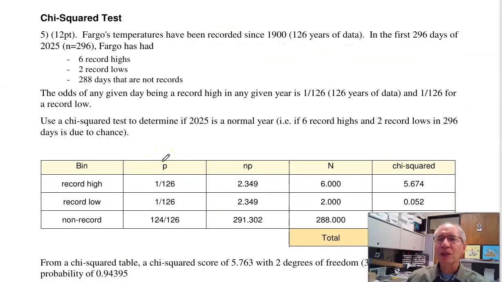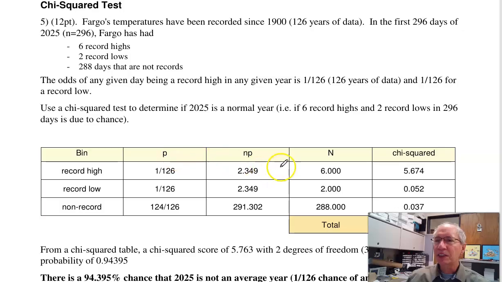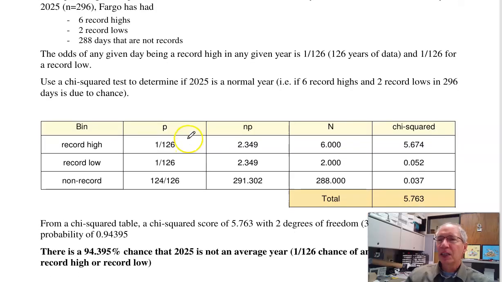That's problem 4. Problem 5 is a chi-square test. Now, in 2025, Fargo has hit 6 record highs and 2 record lows. Is this an average year? Well, to do that with a chi-square test, I take the expected probability. If this is an average year, any given day has a 1 in 126 chance of being a record high, a 1 in 126 chance of being a record low, and 124 out of 126 of being neither.